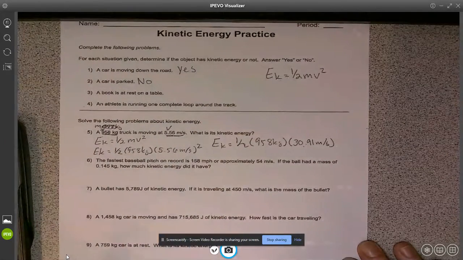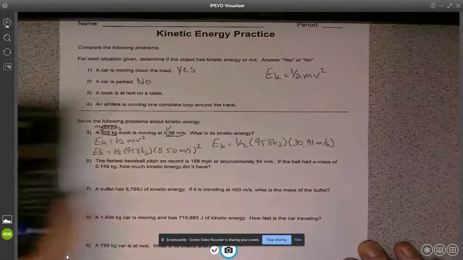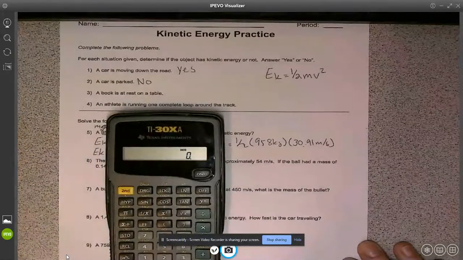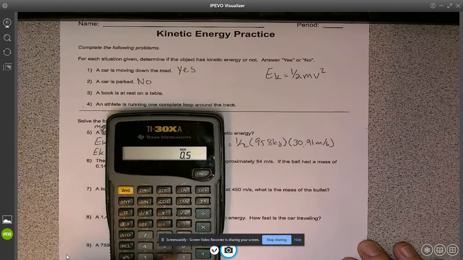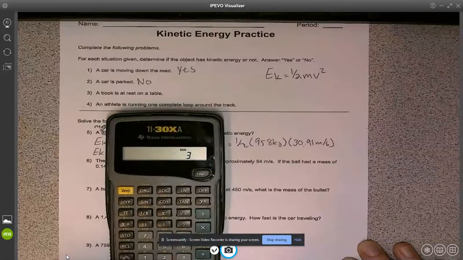Okay. So now it's going to be a little easier just to plug into my calculator. So I'm going to bring back my calculator. You can also do this by hand. It's not a horrible thing, but these are big numbers. So in my calculator, I'm going to put 0.5 times 958 times 30.91.